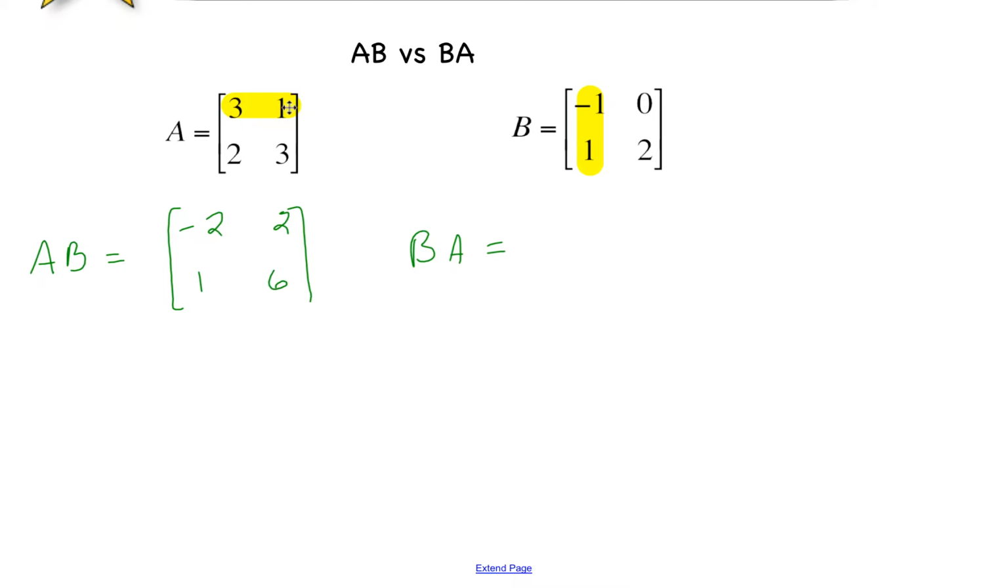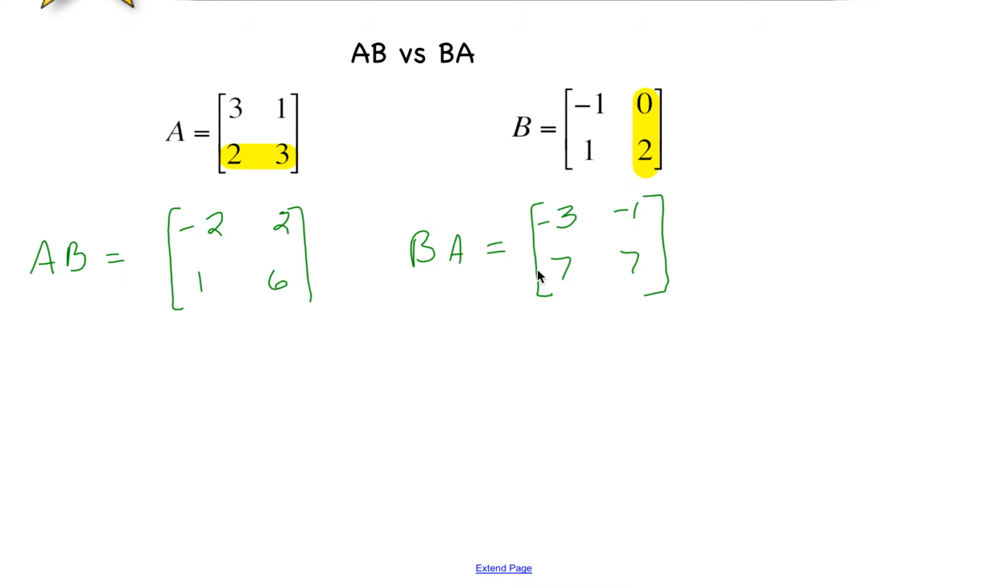That's in this position. And then if we do row 1, column 2, we get 3 times 0 plus 1 times 2. So that's 0 plus 2, which is 2. That's this one. Then if we go down to row 2, column 1, we get -2 plus 3, which is +1. Moving over to the last position, we get 2 times 0, which is 0, plus 3 times 2, which is 6. So this is our resulting matrix when we take A times B.